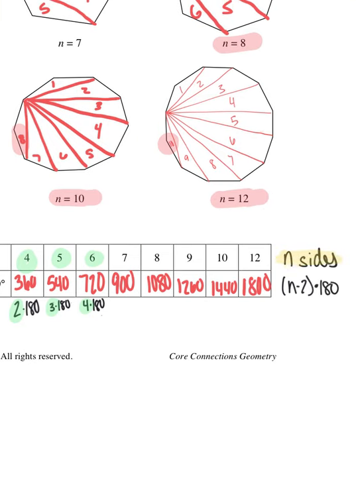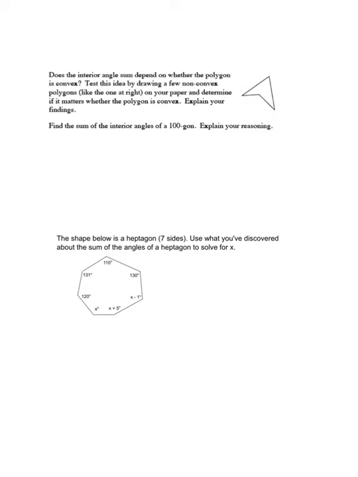So if I were to have a polygon with n sides, I would have n minus 2 triangles, and I would multiply that by 180 degrees to get the total number of degrees inside the polygon. I want you to circle this, star this, highlight this, keep this formula handy. We will use this many times throughout this unit. A couple other points to consider.